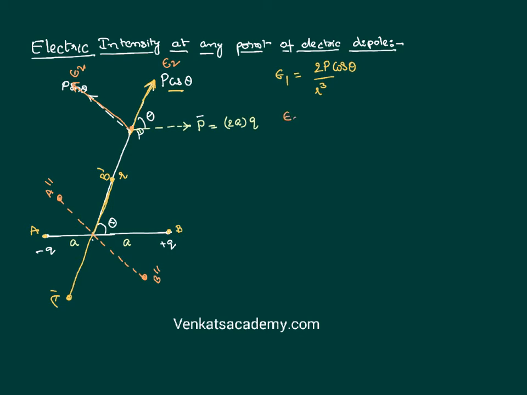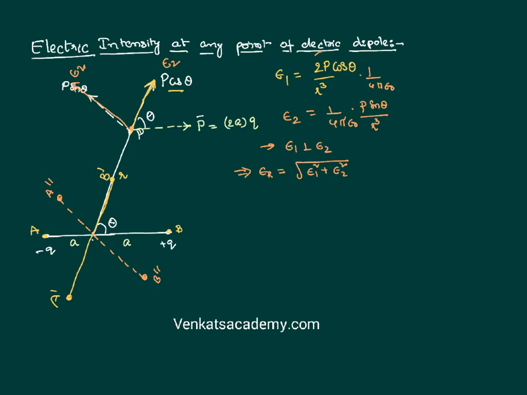So I can write a formula. E2 is, because it is on the equatorial line, P by r cube, of course with 1 by 4 pi epsilon naught there by default. For the equatorial line it is only P, but not the entire P is acting there, only P sin theta is acting. So that's P sin theta by r cube along the given direction. It's very clear from the diagram that this E1 is perpendicular to E2, and I want to find the resultant electric intensity due to these two. I can write it as the root of E1 square plus E2 square.